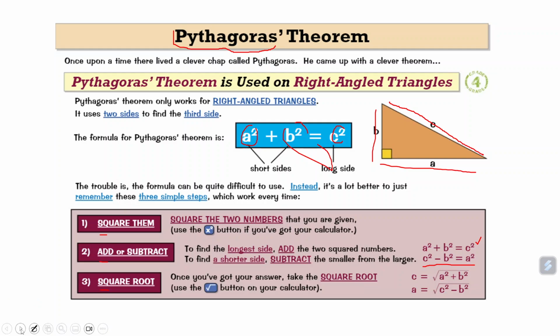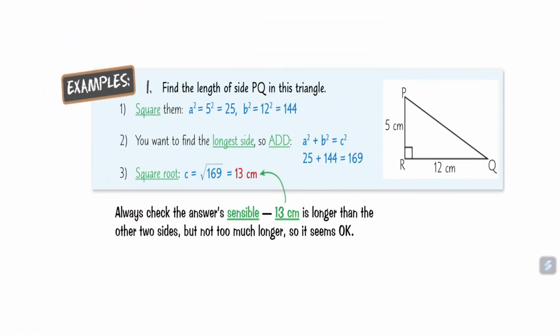So let's move on to the next slide. This is an example to find the longest side, the side that faces the right angle or angle 90 symbol. The first step is you square. These are the short sides. So 5 squared is equal to 25. Then 12 squared is equal to 144.